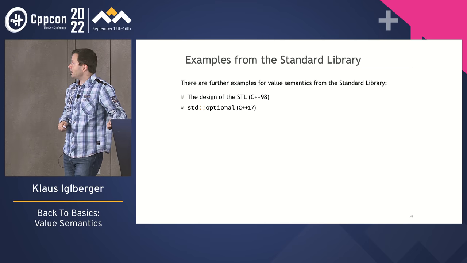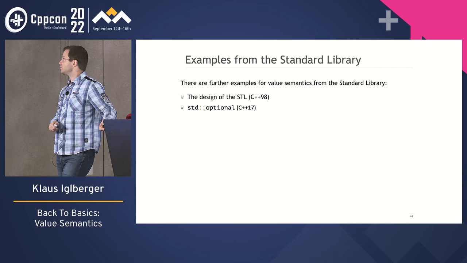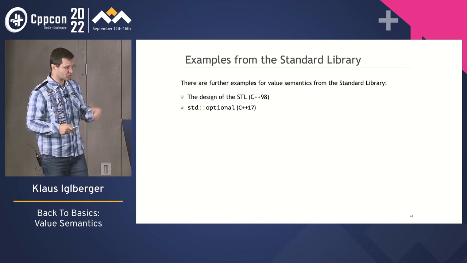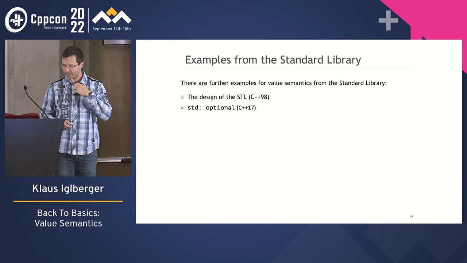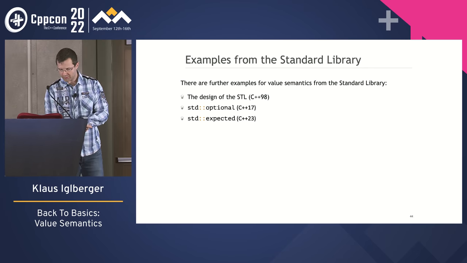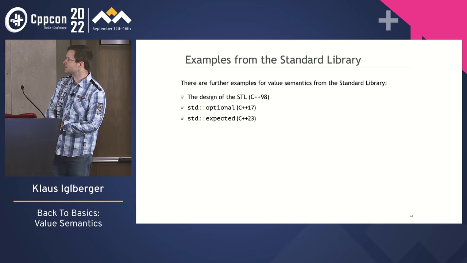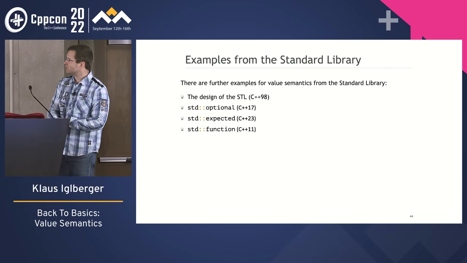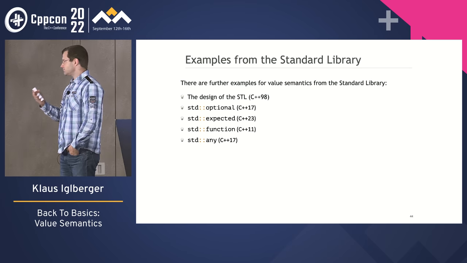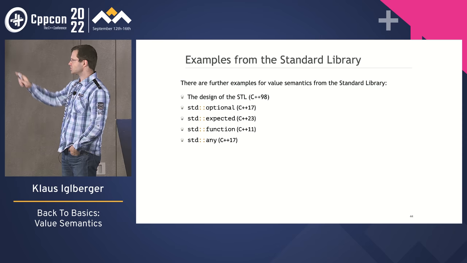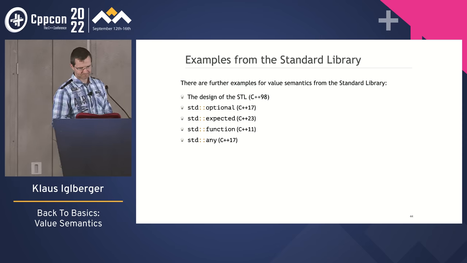std optional came in C++17. That is a value type. It's not a pointer to an int, for instance, not a pointer to a string. That's a value that contains an int or a string. We'll see that shortly. Then I would like to talk shortly about expected, although it's not yet officially in any standard, but it will be in C++23. And I want to quickly talk about std function, C++11. And then an honorable mention goes to std any. I'm going to show that. But it also is a value type.